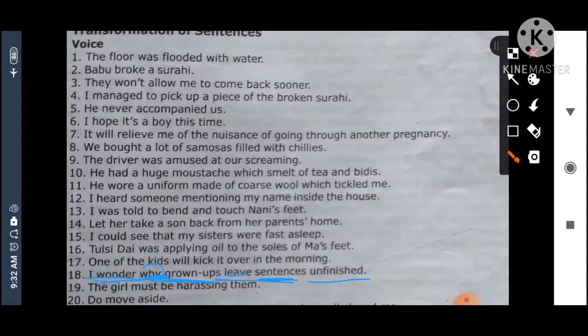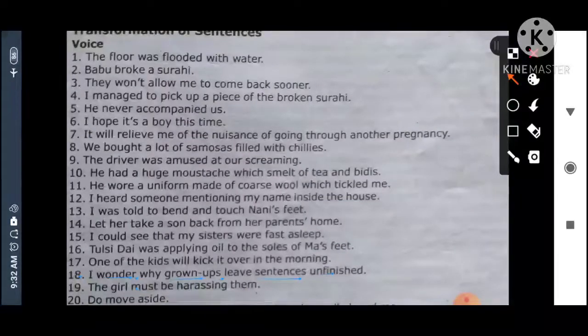Again वापस देखते हैं सेंटेंस. Why sentences are left unfinished by grown-ups is wondered by me. I convert into me.